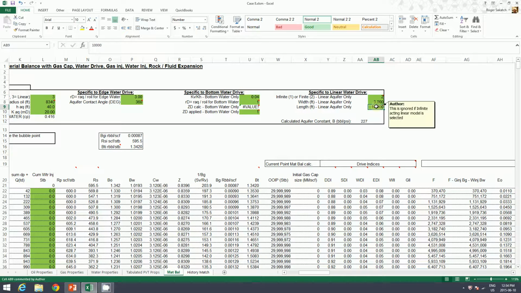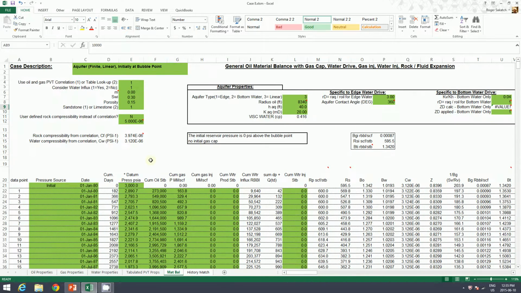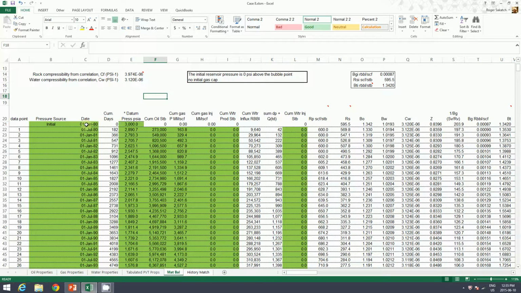And if we do want to be modeling an infinite acting reservoir, we just simply have to increase the length of the reservoir here. So in this case, we're modeling a 3,000 foot width reservoir, which has a length of 10,000 feet. Here's all your dates, your cumulative days, your reservoir pressures that we've measured over time, the cumulative oil volumes, gas volumes, etc.